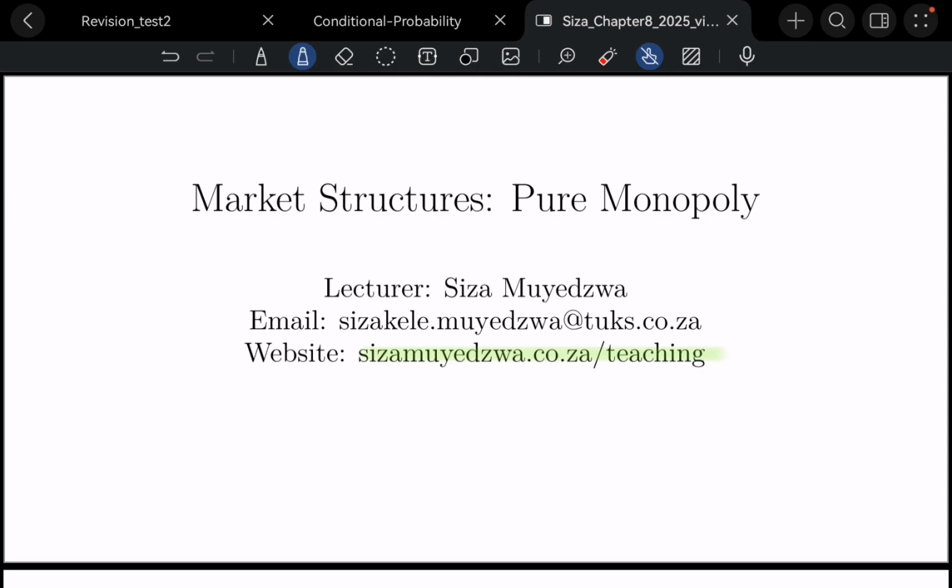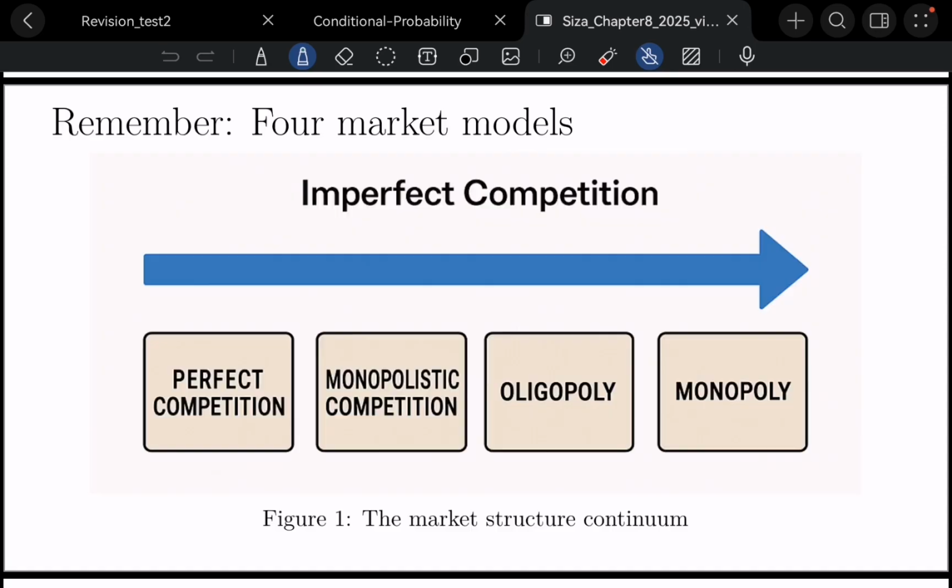So to start off with this video, we're going to talk about the characteristics of a pure monopoly. As I mentioned before, to kick this off, it's important to reflect on the different market structures, starting off with pure competition, where there was perfect competition, and then as we move towards the right, we have monopolistic competition, oligopoly, and monopoly, and the more we go to the right, we have more and more imperfect competition until we get to monopoly, where it's fully imperfect, right? So those are the four different market models.